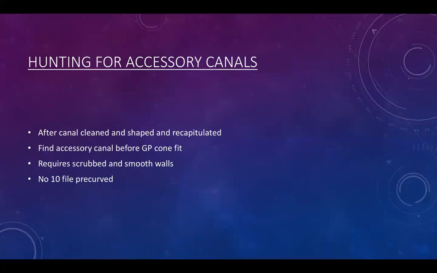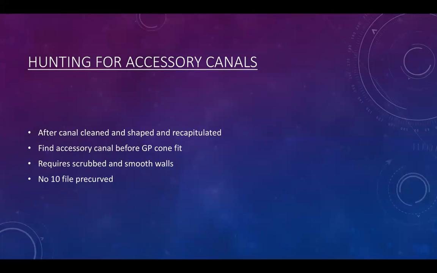And lastly, hunting for the accessory canals. This seems a little bit hard. It does require a lot of patience and experience. But this is usually done with number 10 pre-curved file. After the canal is clean and shaped, it's recapitulated, the accessory canals can be found before we do the gutta percha fitting. It's easier to find it if the main canal is scrubbed and smoothed.